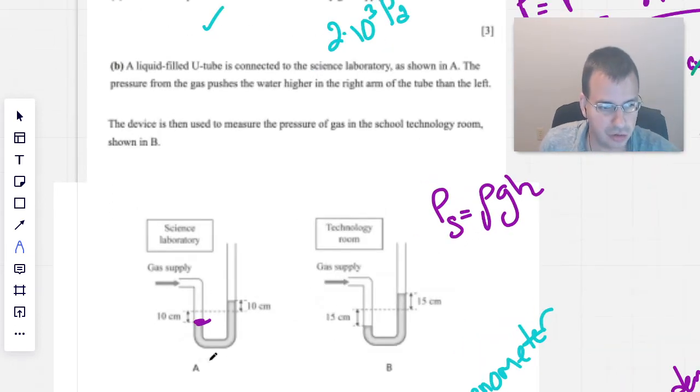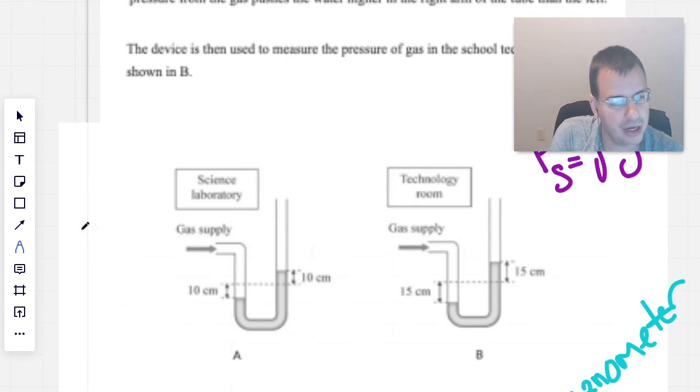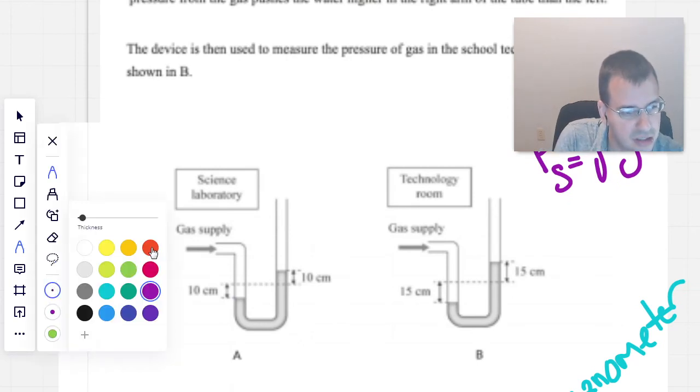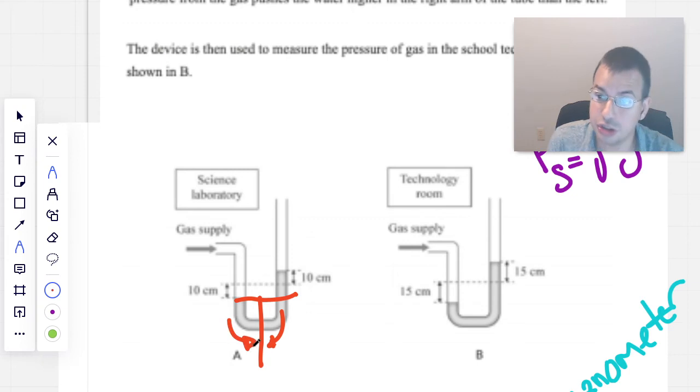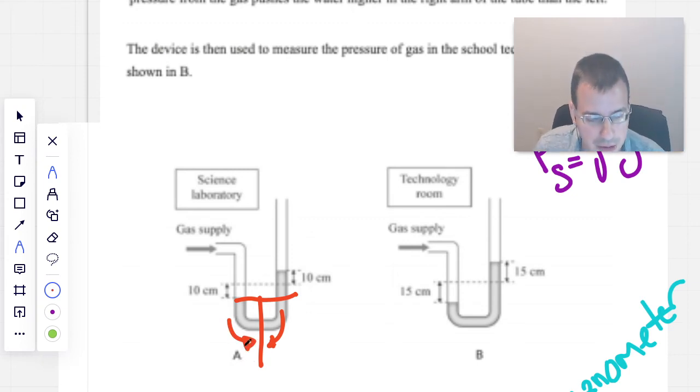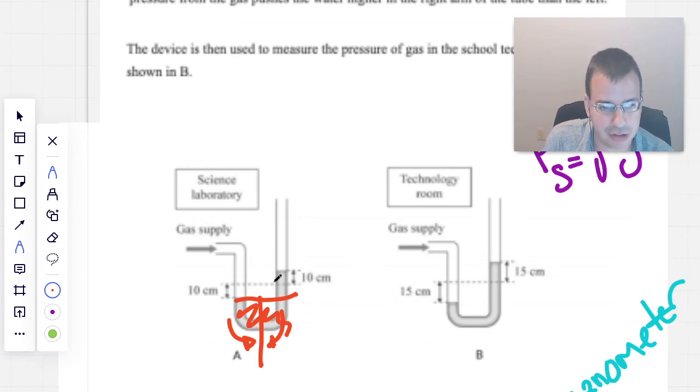If we look at this over here, the way to view this is you break it into two like this. This fluid over here is exerting a force this way. This fluid over here is exerting a force that way. And since they're symmetrical, they're going to cancel each other out. So we don't care about those. We look up here. This is gas.